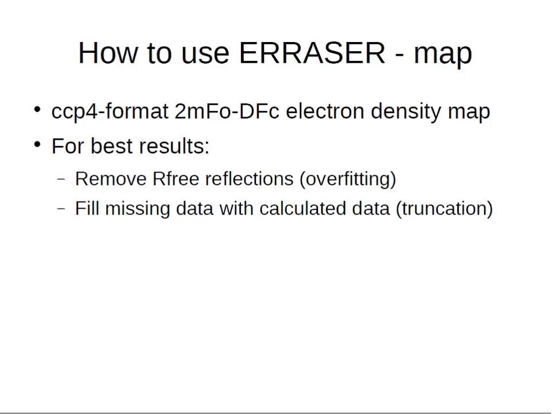Your electron density map needs to be a CCP4 formatted density map. And for best results in refinement, we suggest removing the R-free reflections to reduce overfitting and filling in the missing data with calculated data to avoid truncation artifacts.